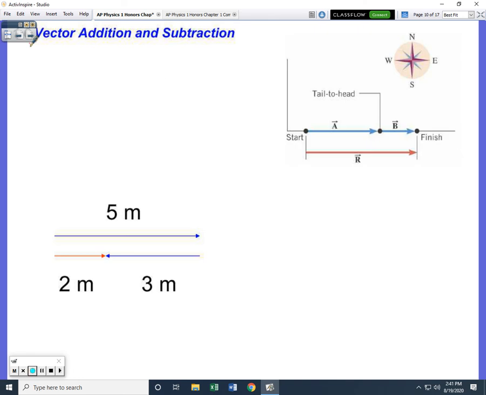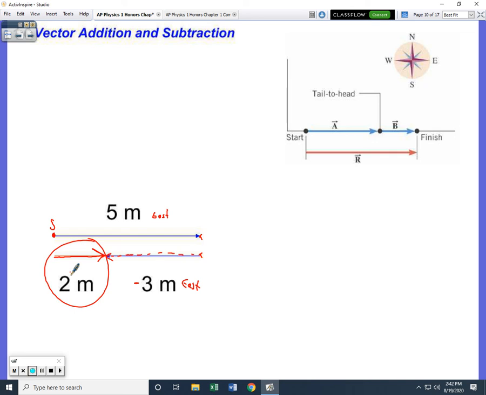Now when I try to combine it together, I'm going to start here. So here's my start, and then I go 5 meters east, and then from there I'm going to go back 3 meters. So in other words, I'm going a negative 3 meters, or I'm going 3 meters west, and then my result would be this little vector right here. So this is the combination, or the sum, or the subtraction between these two vectors.